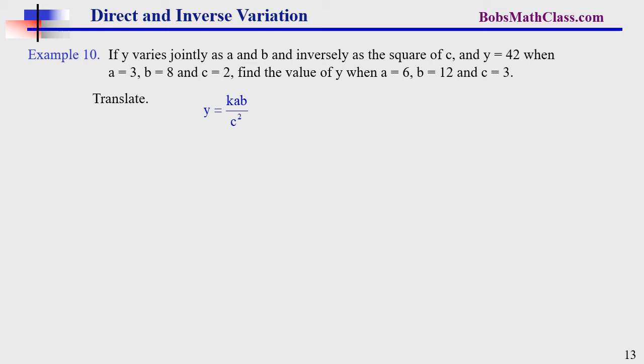All right, that's our first step, right? Step 2, we need to find k. Plug it in. Plug in y equals 42, A equals 3, B equals 8, and C equals 2. All right, work it out. In the denominator, 2 squared is 4. 8 times 3 is 24. 24 over 4 is 6. Divide both sides by 6. So k is equal to 7.